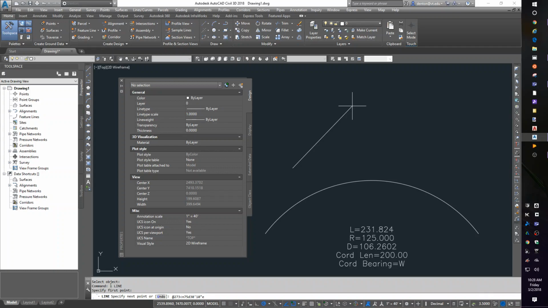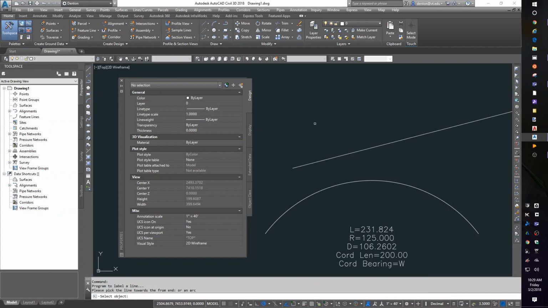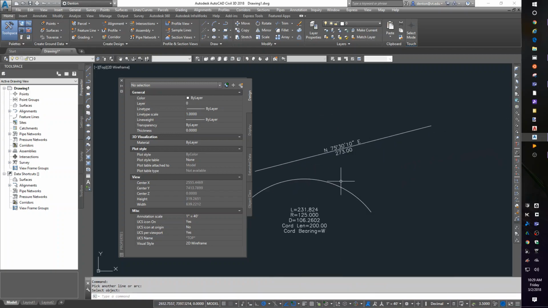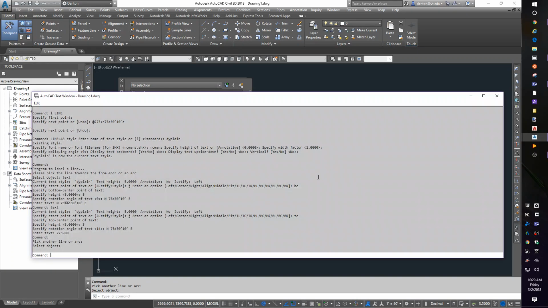So for an angle, instead of putting in degrees, I'm putting in north 75d, 30 foot tick, 10 inch tick east. And what that tells AutoCAD to do is to draw a line 273 feet long at that bearing. And I can do my Line Lab, click the line, and it'll label it for you, and you can see that it is 75 degrees, 30 minutes, 10 seconds. So AutoCAD lets us put bearings in.